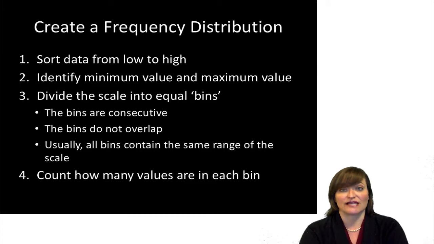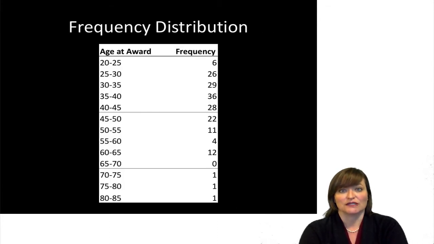You're then going to need to divide that scale into equal bins. Those bins must be consecutive, they don't overlap, and they usually would all contain the same amount of the scale. You then go back and you count how many values are in each of your bins. What this would give you is what we call a frequency distribution, the table, where you've got your bins labeled and then the count of how many observations, how many individuals fall into each bin. Generally, we write the bins like this, where we'd say this first bin goes from 20 to 25, and the second bin goes from 25 to 30.